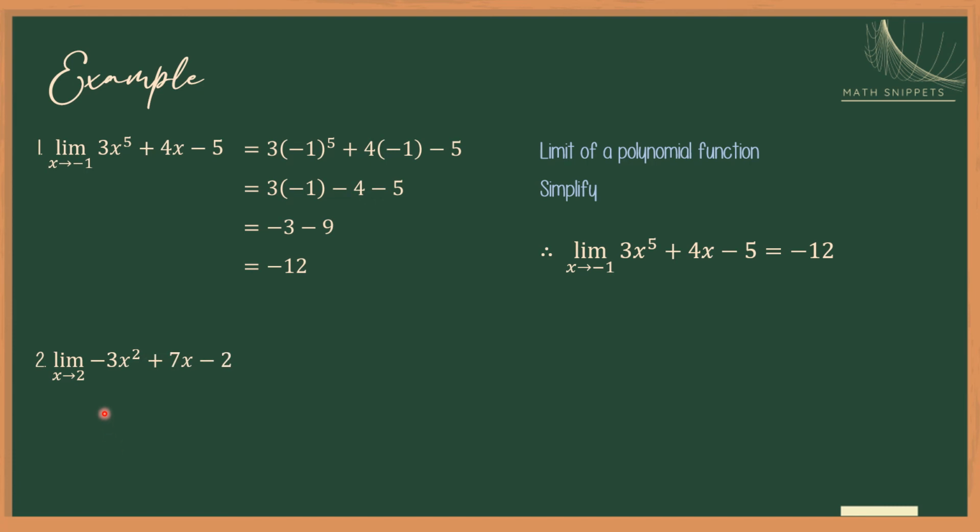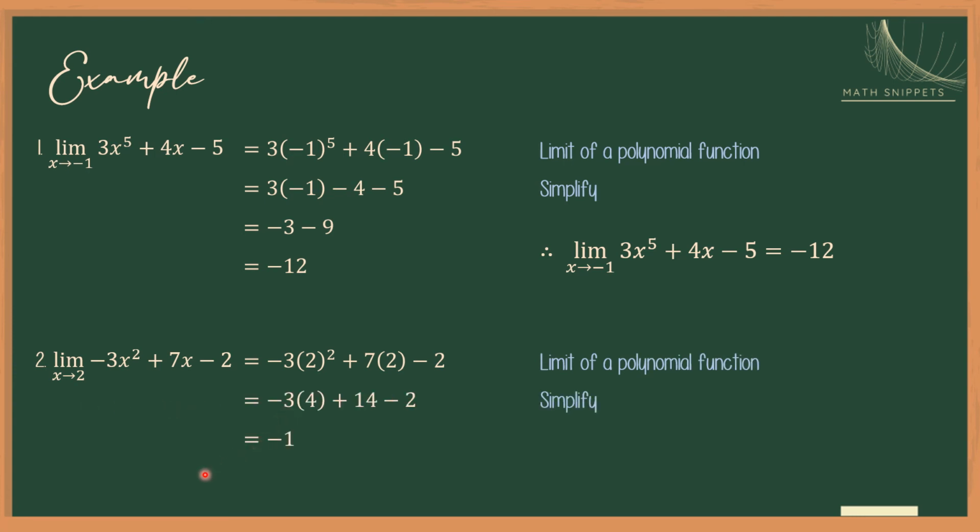We have the limit of negative 3x squared plus 7x minus 2 as x approaches 2. First, we apply the limit of a polynomial function, and then we simply do algebraic computations. So therefore, the limit of negative 3x squared plus 7x minus 2 as x approaches 2 is equal to 0.